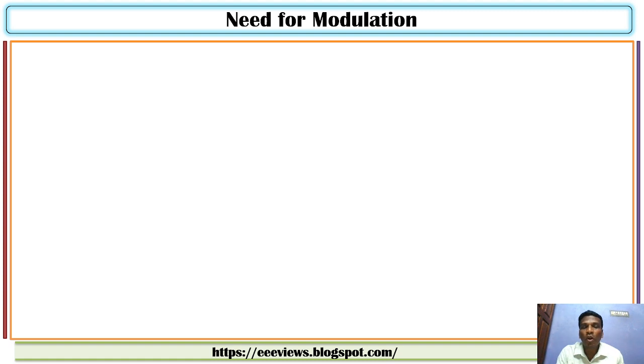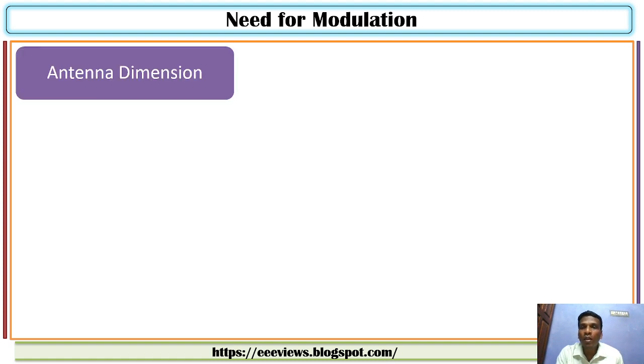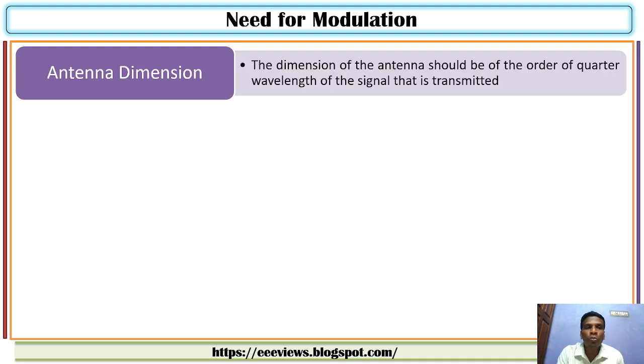If we do not have modulation, the antenna dimension will be greater. The antenna dimension is directly proportional to the wavelength, a quarter of the wavelength. For example, if you take 5 kilohertz, then the antenna size will be 15,000 meters. You cannot imagine installing a 15,000 meter long antenna. So if I want to reduce the antenna dimension, I need to modulate this signal. That is the main reason we go for modulation.